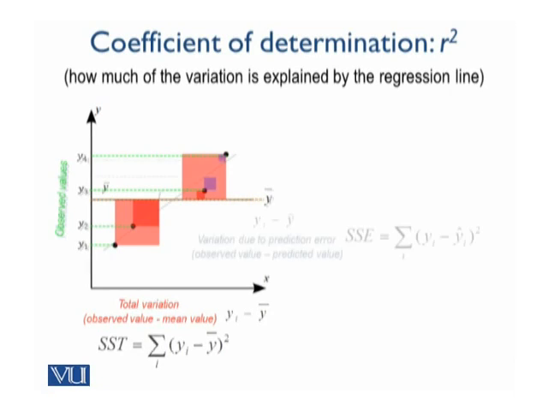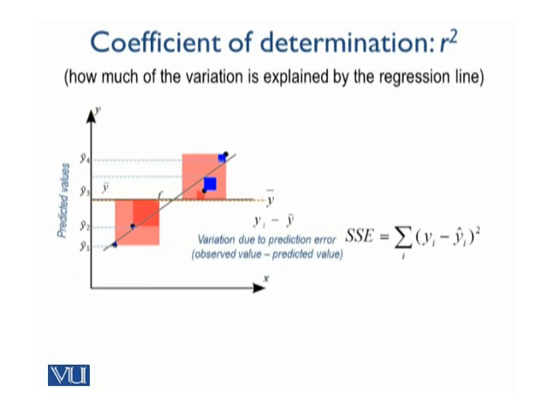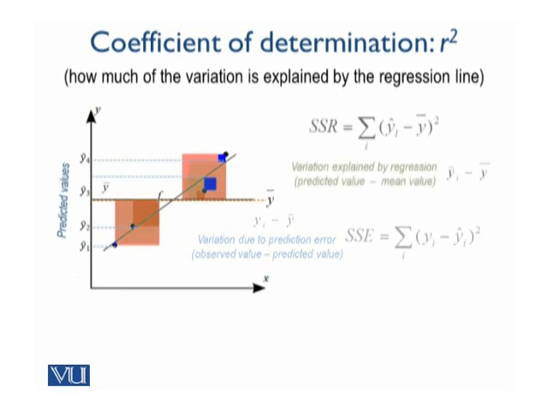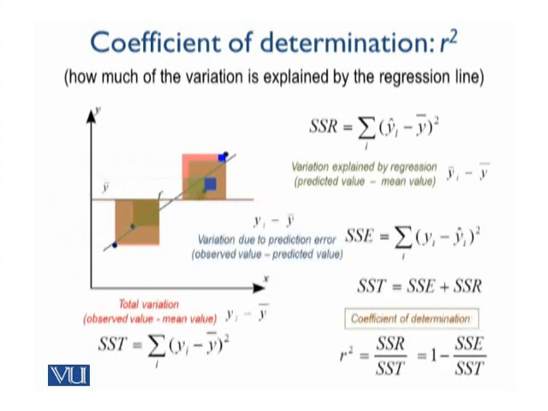And if we talk about the sum of square errors, that would be the observed value minus the predicted value. You can also talk of the variation explained by regression, and that is the predicted value minus the mean value. And it may not be obvious yet to you, but if you look at this carefully, the sum of squares for the total variation is equal to the sum of squares of the error variation and the sum of squares due to regression. In other words, the total variation is composed of variation explained by the regression and variation that is due to error.